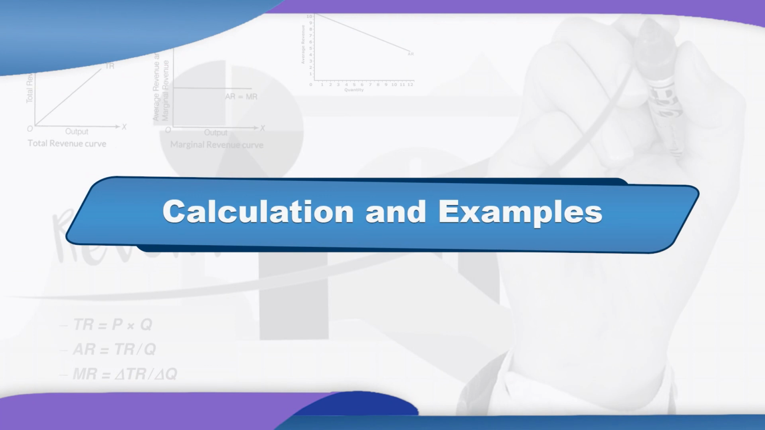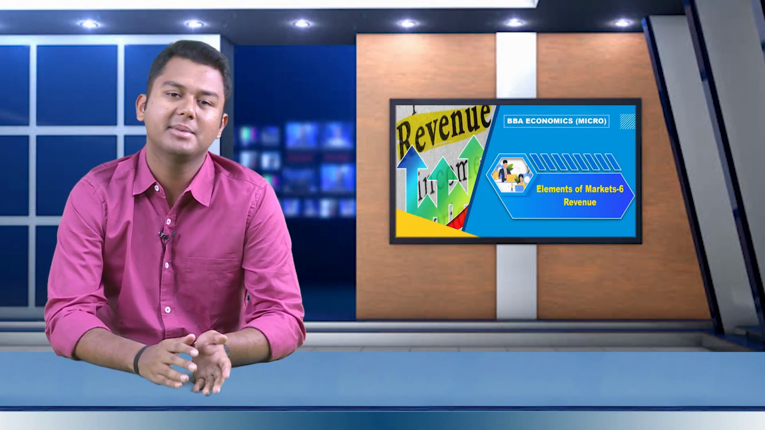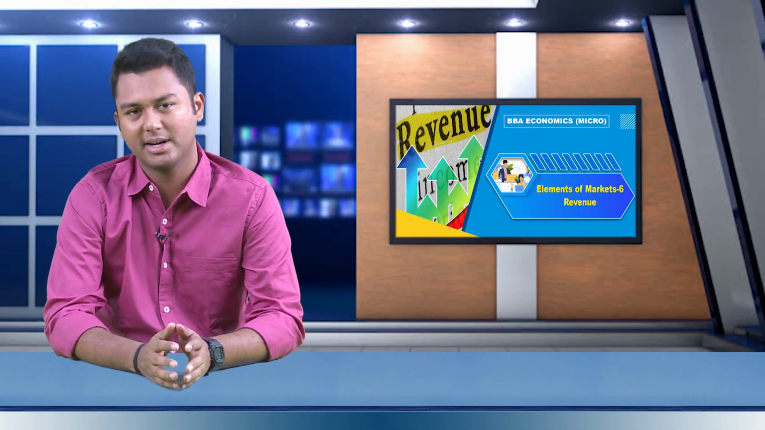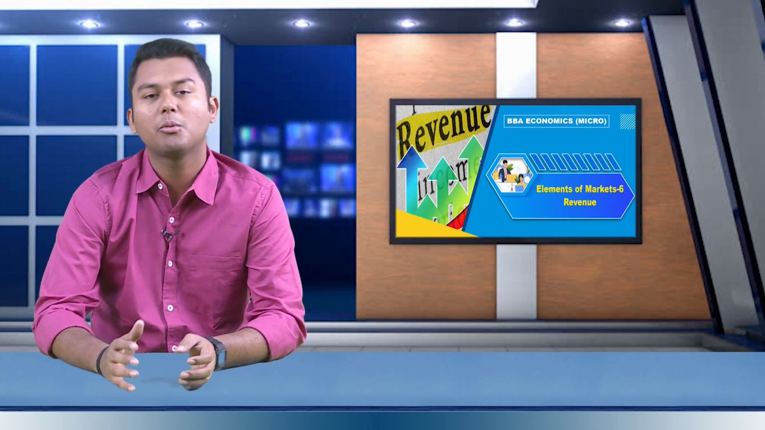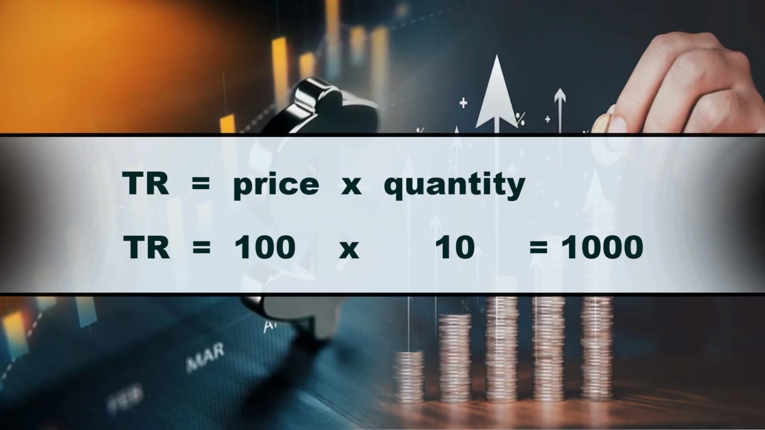If we look at some examples, for example, if a firm is selling 100 units of a product and the price per unit is $10, then what would be the total revenue generated? So, as we have seen, it is total units sold, that is Q, multiplied by the price per unit, that is 10. So, 10 multiplied by 100 gives us 1000.